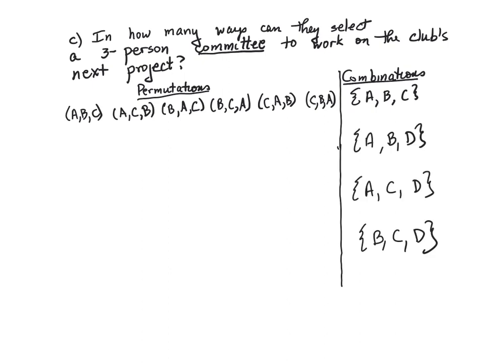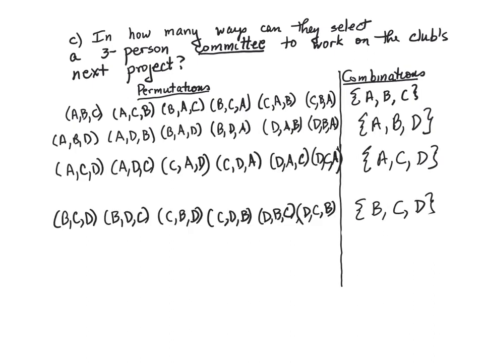So I've listed the combinations forming a committee of 3. They're ABC, ABD, ACD, and BCD. And again, order doesn't matter. But each of these combinations has 6 permutations. Let's quickly list them. So here I've listed the rest of the permutations. And while there are 24 permutations, 4 times 3 times 2, written as ordered triples, there are only 4 combinations written as sets.